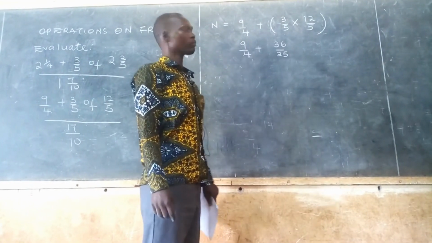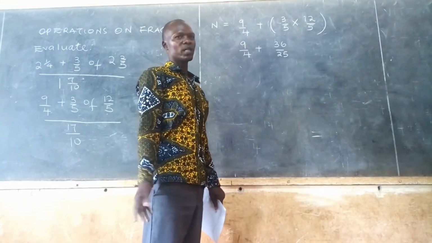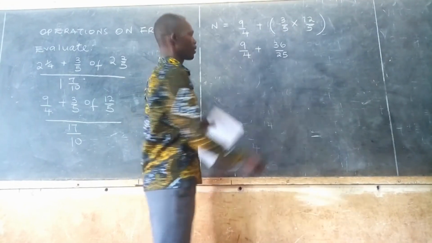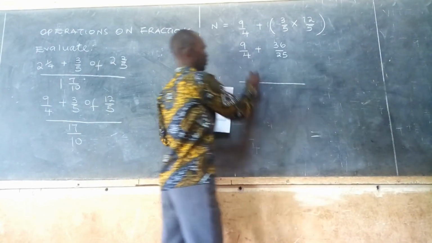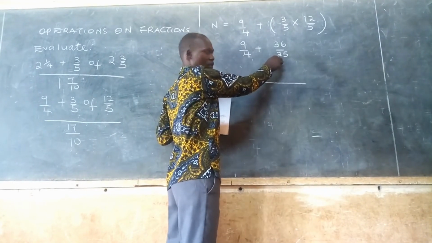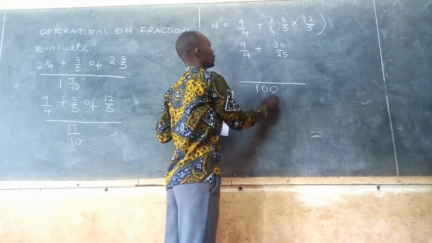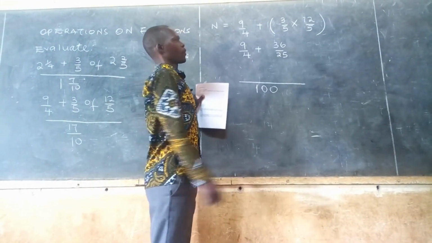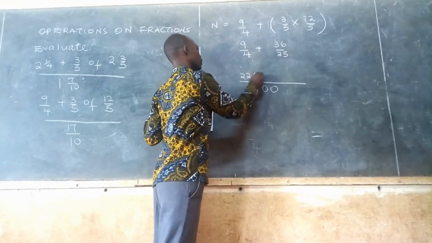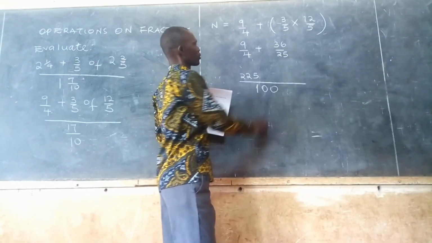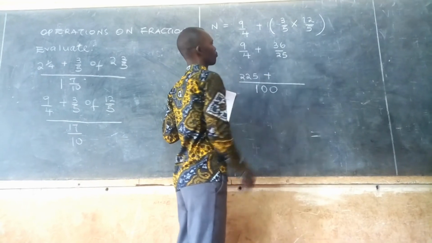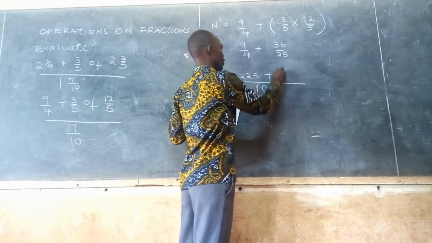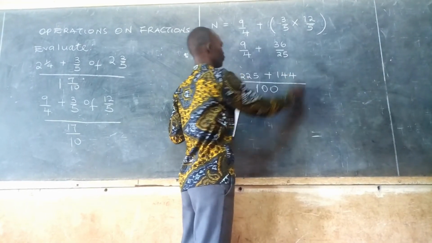As we had indicated, there are many ways of doing this sum. Allow me to go back to my direct multiplication method, in which case I just multiply 4 times 25 and get my 100. 25 times 9, 225. Then plus 36 times 4. I believe it will be 144.